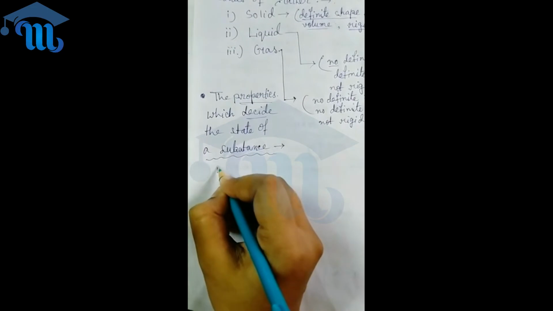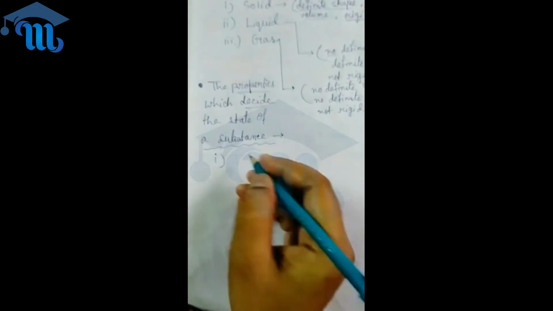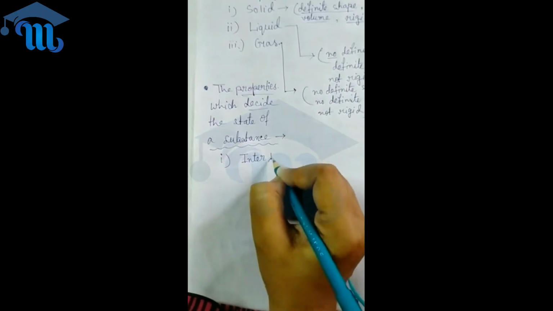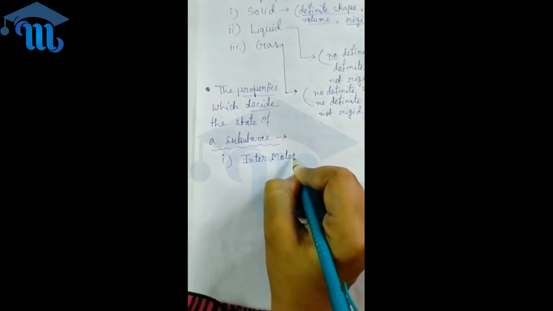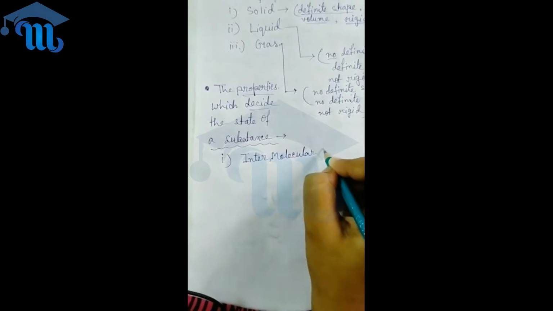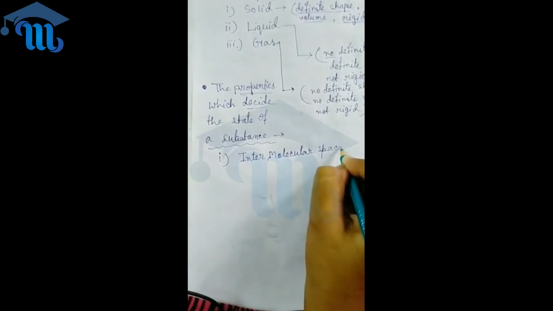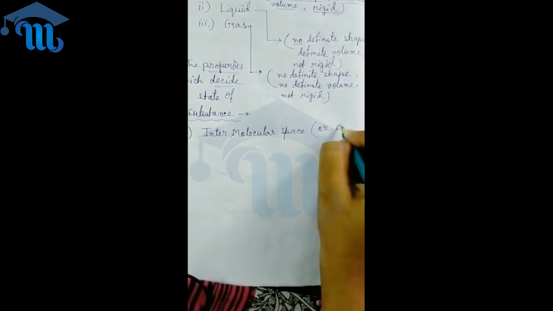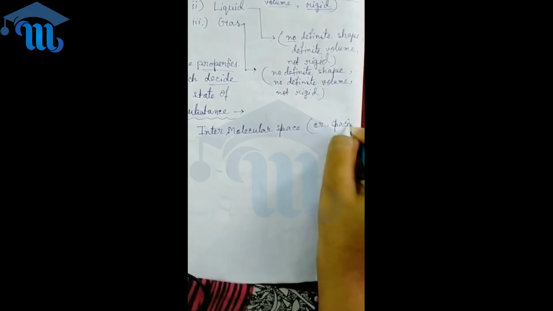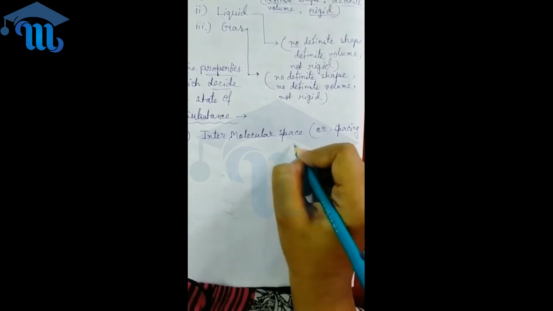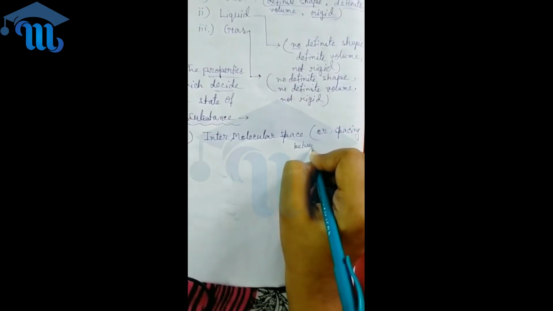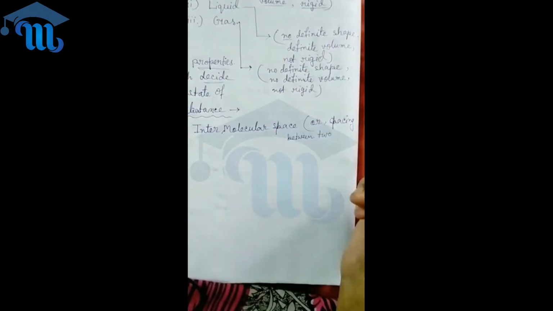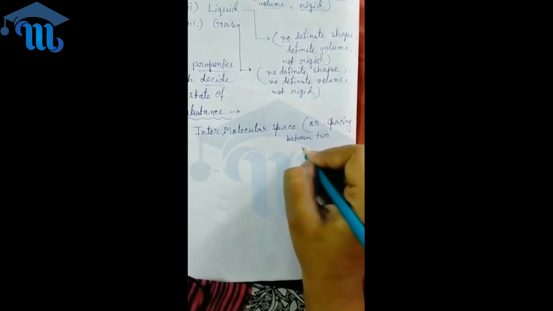The properties which decide the state of a substance are, number one, intermolecular space. We can also say it like spacing between two molecules. That is called intermolecular space, spacing between two molecules.